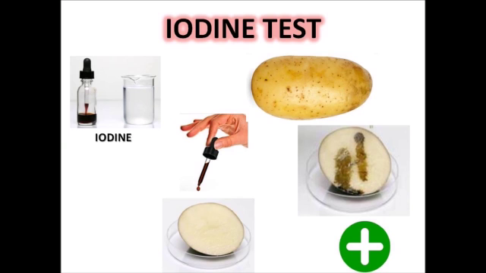Students, I have told you that potato is a rich source of carbohydrate, or maize and wheat are rich source of carbohydrate. But how will you prove that yes, these food items contain carbohydrates? So for that we perform a test called iodine test. We make use of iodine and perform an experiment to prove whether a food item contains carbohydrates or not.